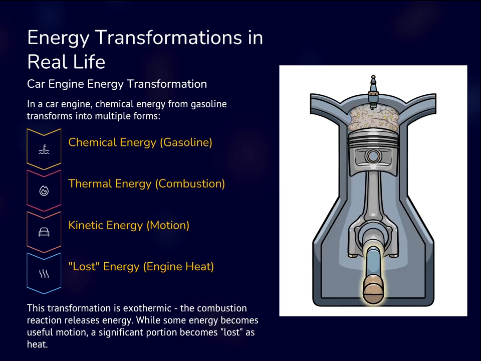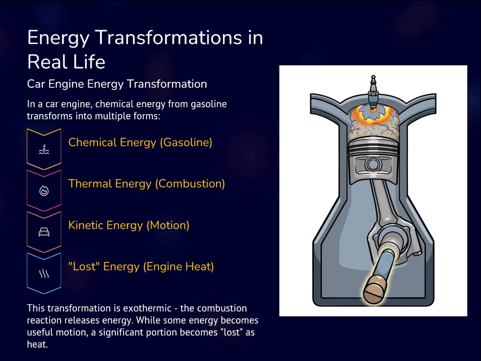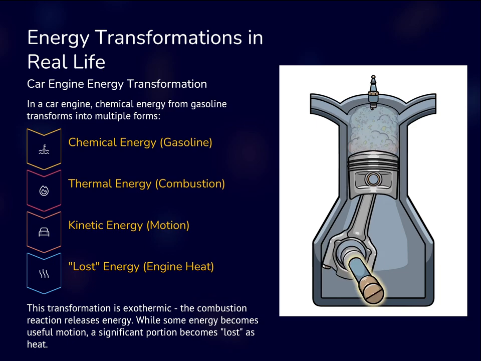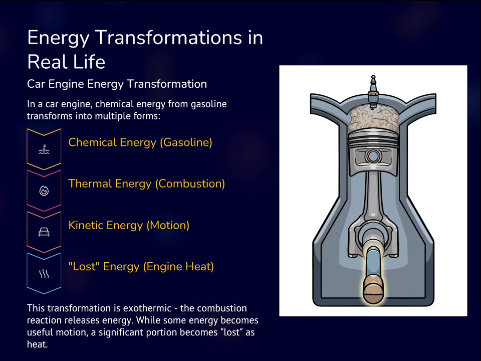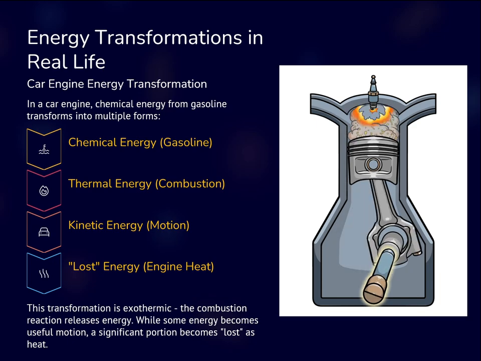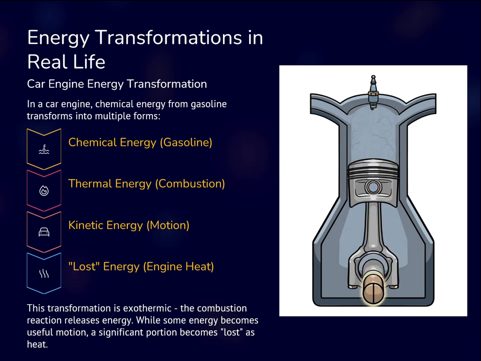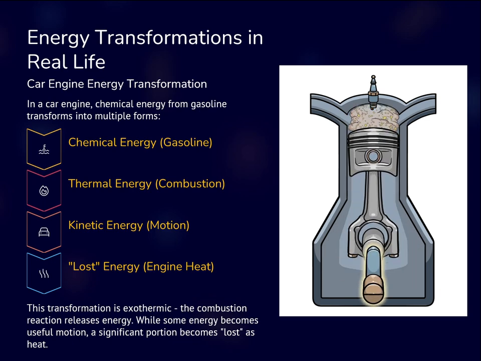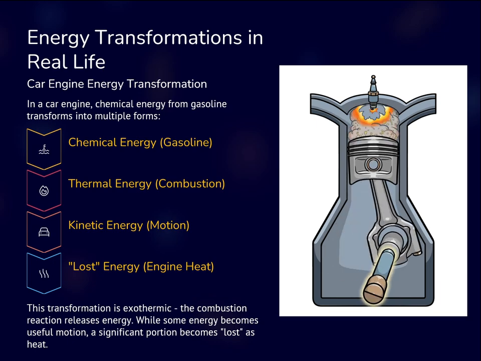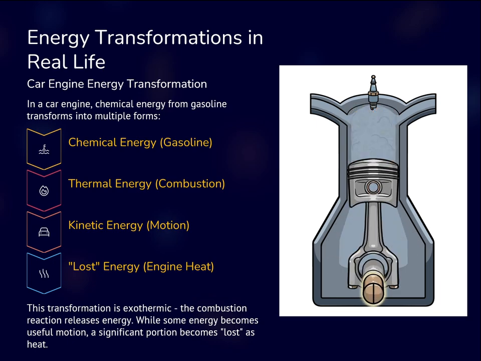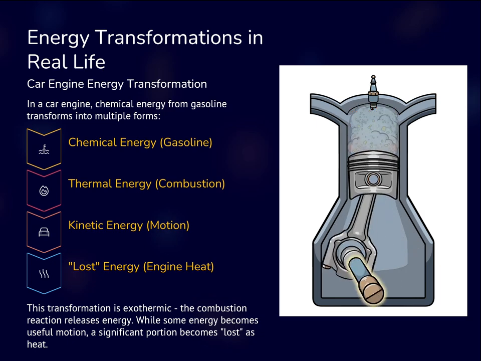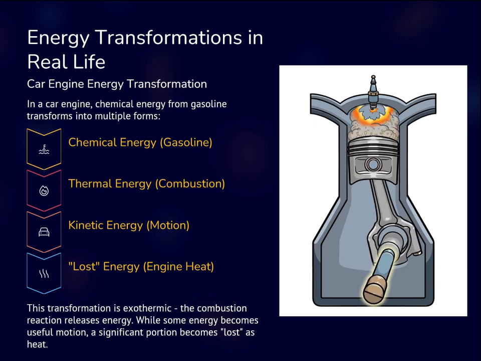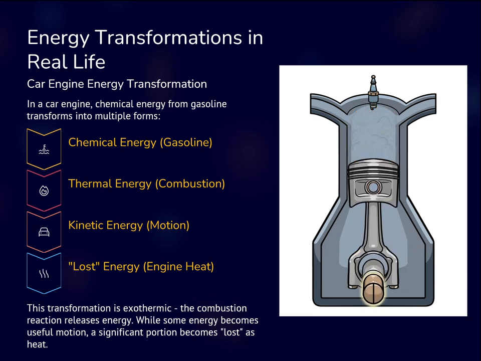Now let's look at a familiar real-world process, a car engine. Gasoline stores chemical energy in its molecular bonds. When the engine ignites it, combustion occurs. Remember, combustion is an exothermic reaction, during which chemical energy is released and transformed into thermal energy, which heats the engine and the air. This is why running cars are hot. It also transforms into kinetic energy, which then moves the car.